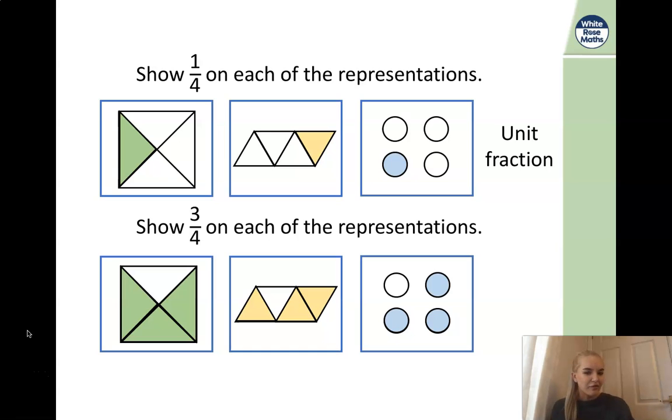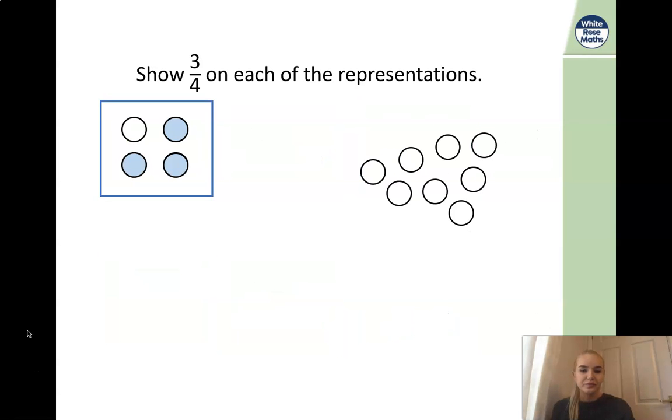What is this type of fraction called? That's right, it's called a non-unit fraction because it has a numerator that is larger than 1. Previously we showed 3 quarters on this group of circles. But this time it's not as easy because this time we have got 8 circles that we need to show 3 quarters on. What am I going to do?